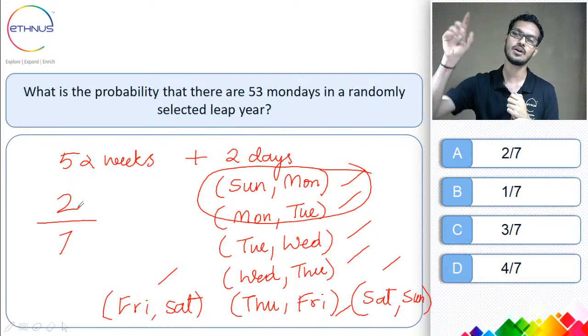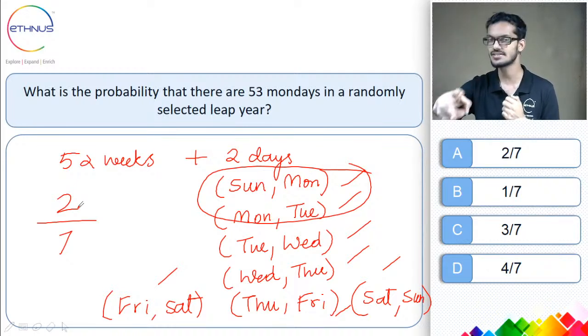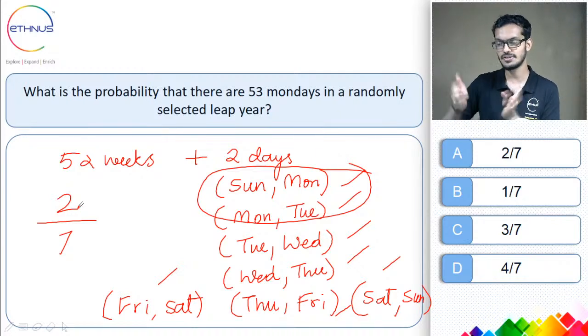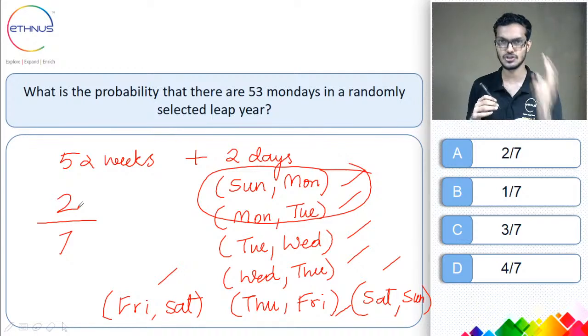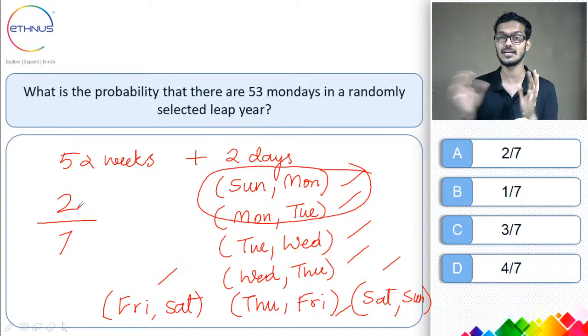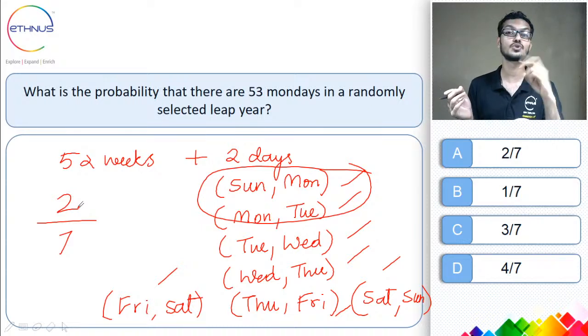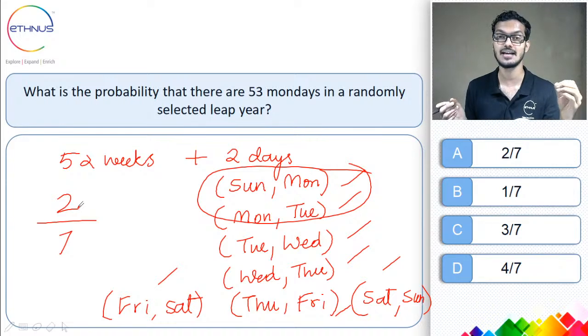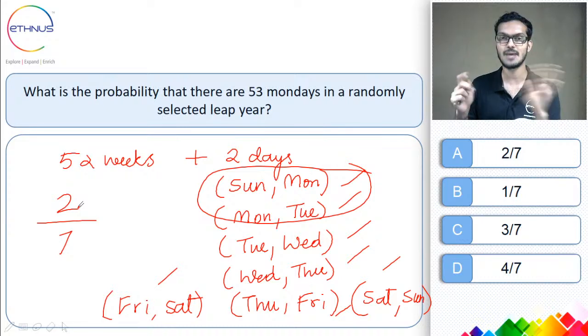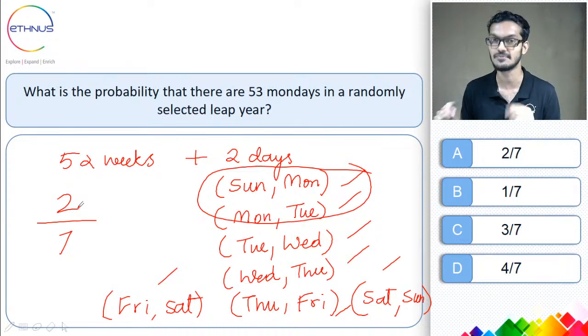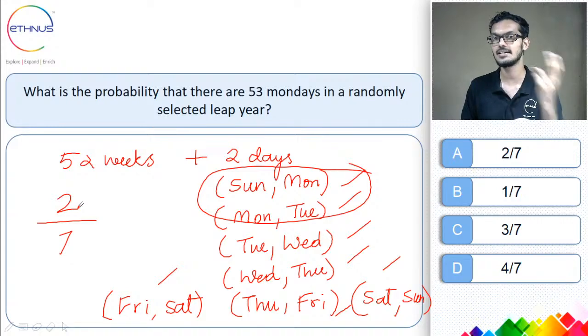If at all you want the extra days in a leap year, 2 extra days are there in a leap year, to be Monday, then out of 7 pairs of 2 days, only 2 pairs will have Monday in it. That's why it is 2 divided by the total number of pairs. As you can see on the screen, 7 pairs are possible. Pairs of what? The 2 extra days in a leap year. A leap year has 2 extra days other than 52 weeks. If it is not a leap year, then you have only 1 day, so the probability there will be 1 by 7. But since it is a leap year, it is 2 by 7.